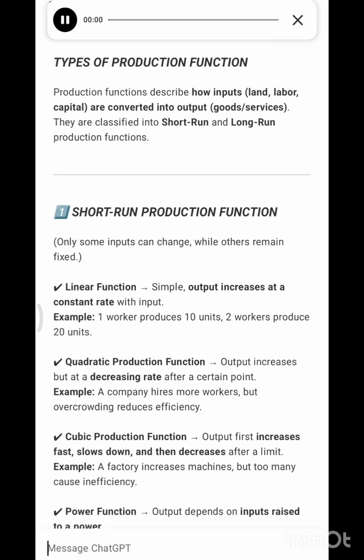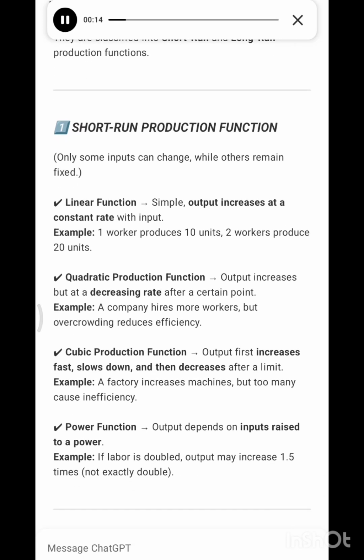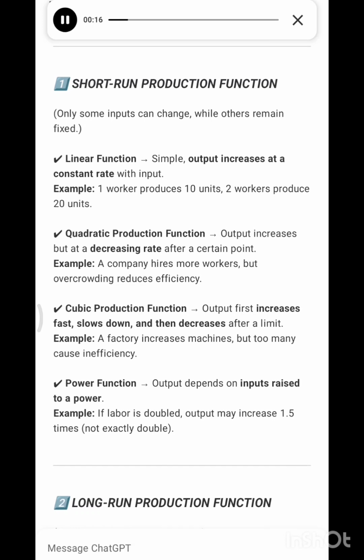Types of production function. Production functions describe how inputs (land, labor, capital) are converted into output (goods, services). They are classified into short-run and long-run production functions. 1. Short-run production function. Only some inputs can change, while others remain fixed.